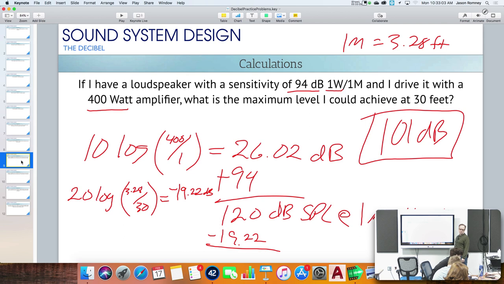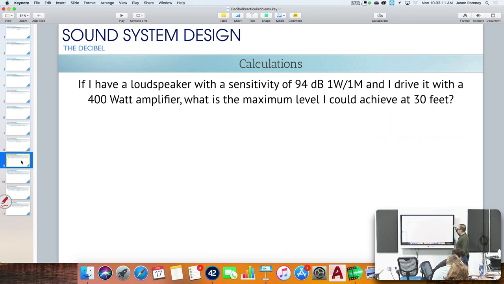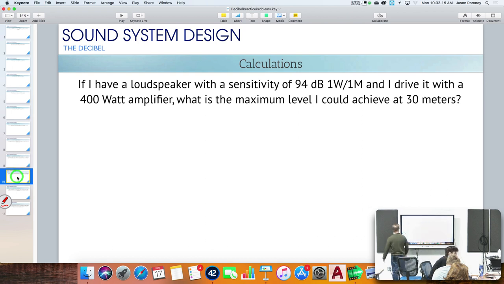If someone hands you that loudspeaker and that amplifier and says this is what you have to use, that's reasonable. That's fine. Assuming the loudspeaker can handle that much power, no problem. You should be able to get plenty of sound out of that. Okay.